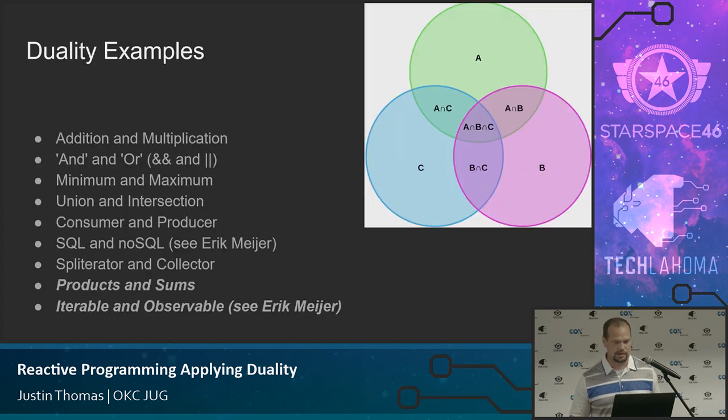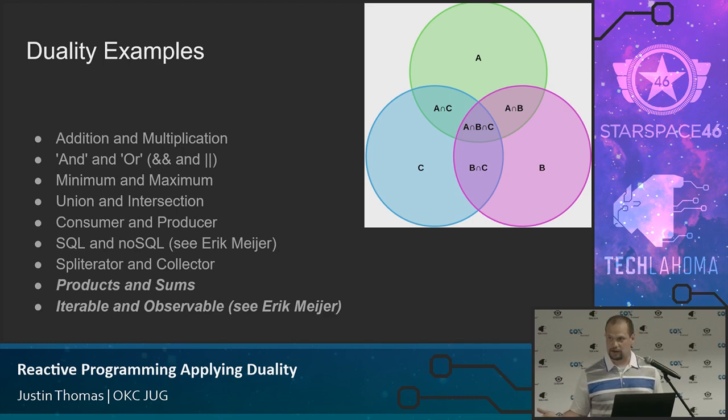Okay, so we're going to be talking about duality. Just to get your mind wrapped around duality, all I mean is things that are dual. Addition and multiplication are dual. I'm not going to talk about exactly how they're dual yet. We'll get into that later, but just to think of examples of things that are dual. And is dual to or. Minimum and maximum are dual. Union and intersection are dual. There's a Venn diagram there with some intersections and unions.